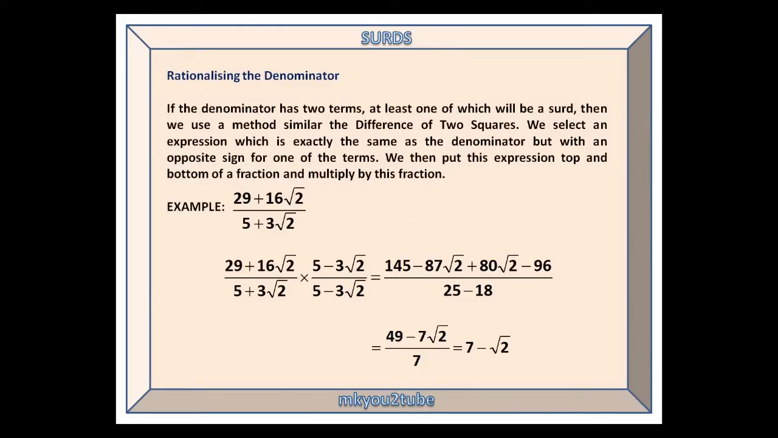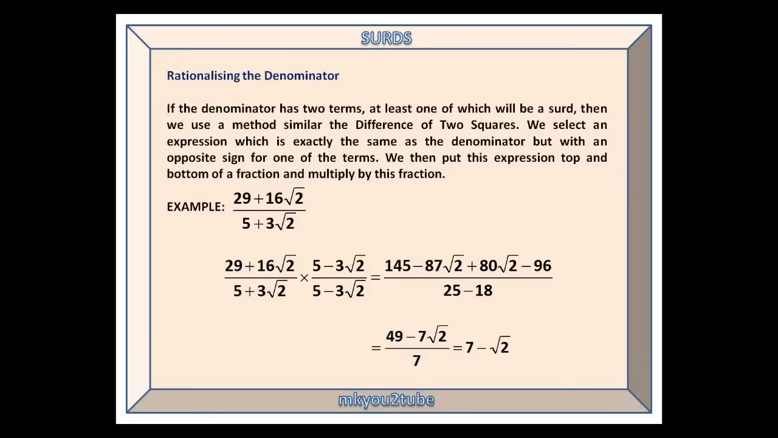Rationalising the denominator. If the denominator has two terms, at least one of which will be a surd, then we use a method similar to the difference of two squares. We select an expression which is exactly the same as the denominator, but with an opposite sign for one of the terms. We then put this expression top and bottom of a fraction and multiply by this fraction.